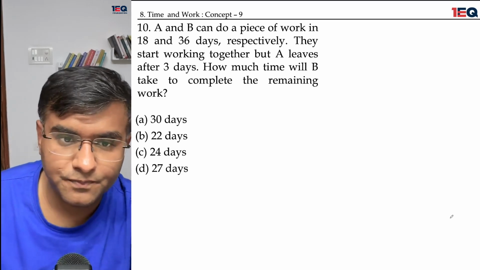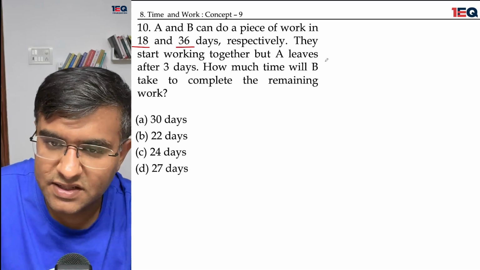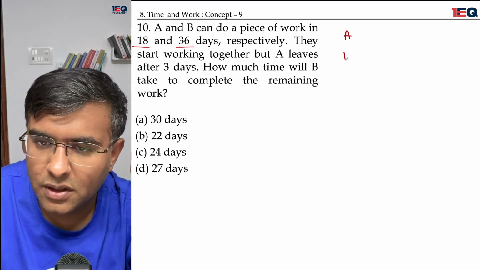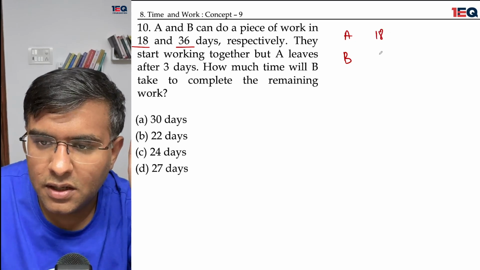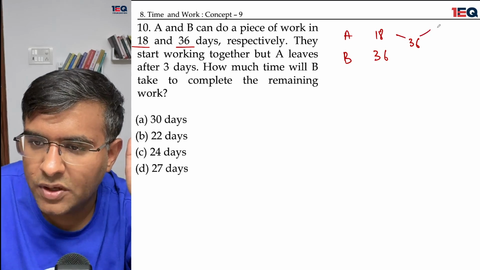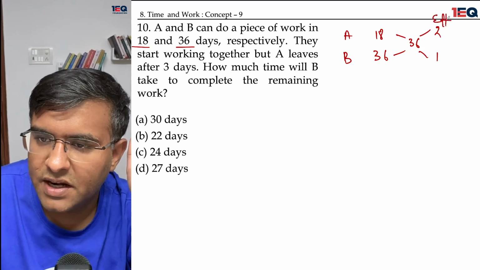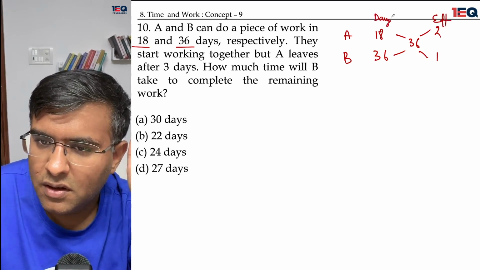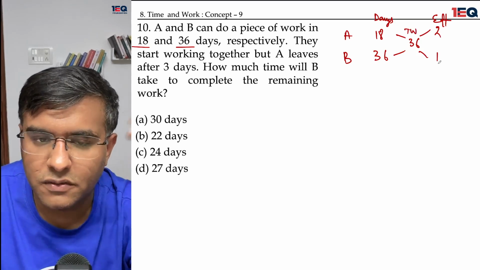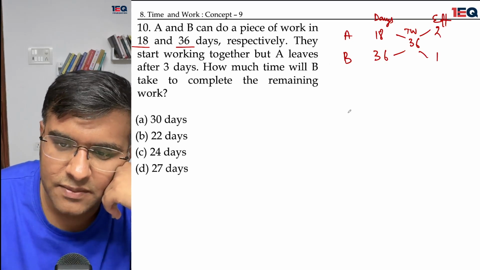Moving on. A and B can do a piece of work in 18 and 36 days respectively. I'll quickly write it down here. A and B, 18 and 36. Total work, I know you're pretty good at it now. 36 upon 18 is 2 and 36 upon 36 is 1. Here we are sitting at efficiencies and here we have days. In the center we have total work, right? They start working together but A leaves after 3 days.